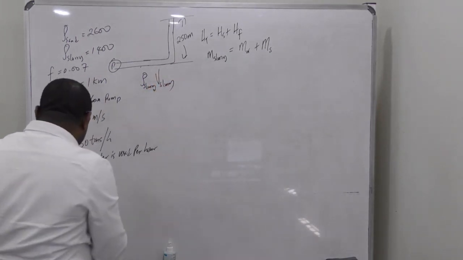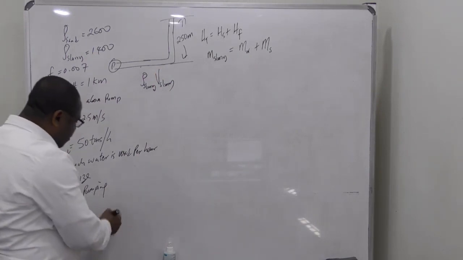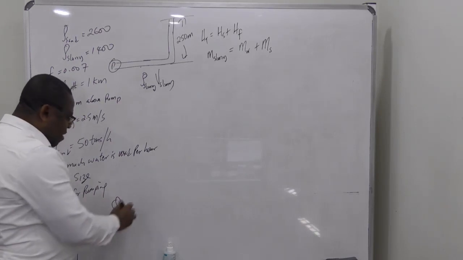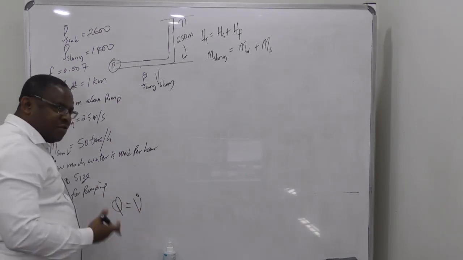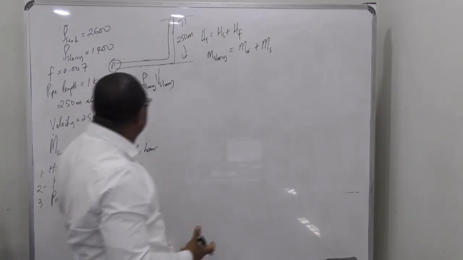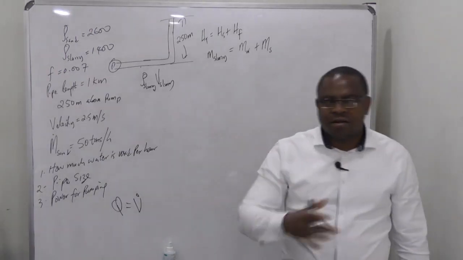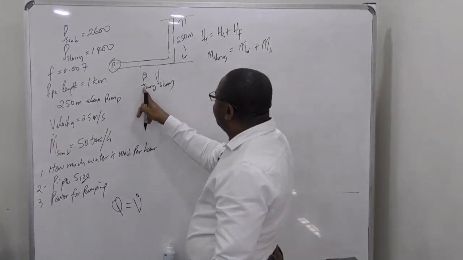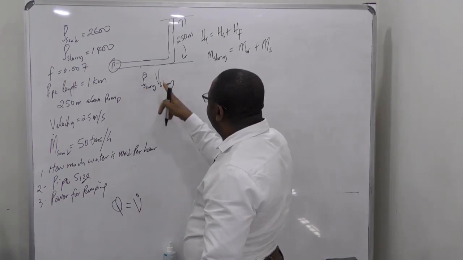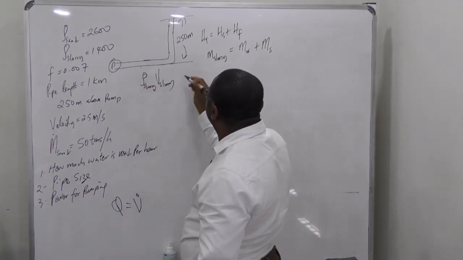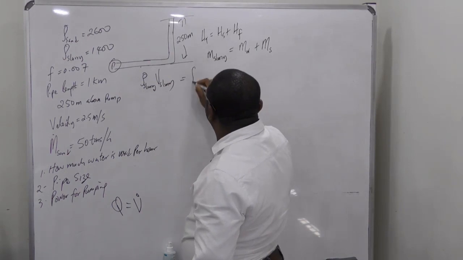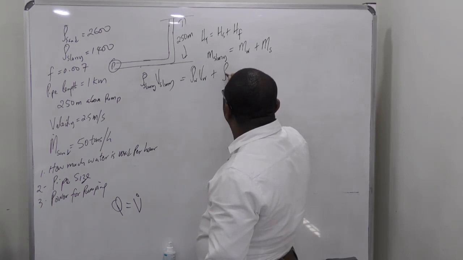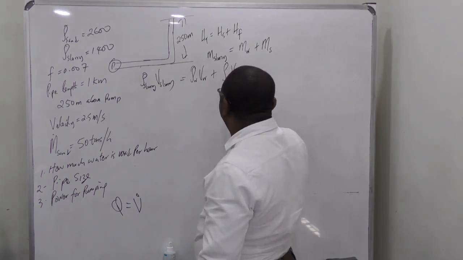Remember what we want, because for me to get power, I just need to see how I can calculate Q. Remember, Q is your volumetric flow rate. So if I can get the volume of the slurry, then that will be great. Okay. So now, the density of slurry times the volume of slurry is the same thing as the density of water times the volume of water plus the density of sand times the volume of sand.